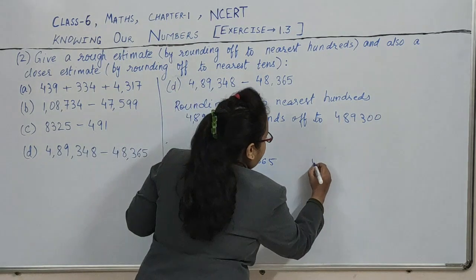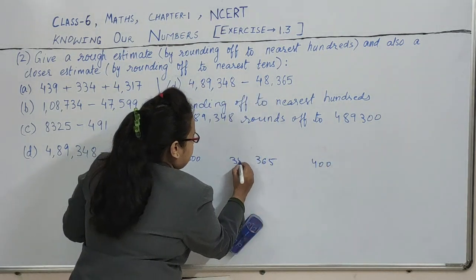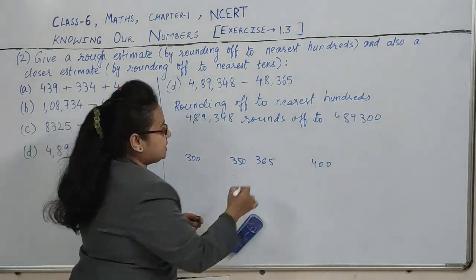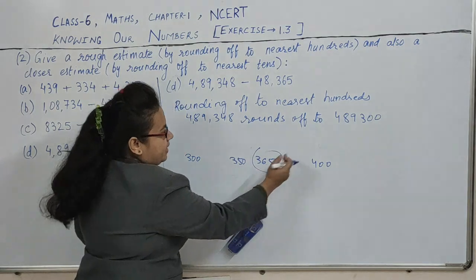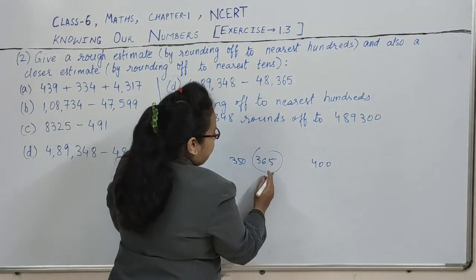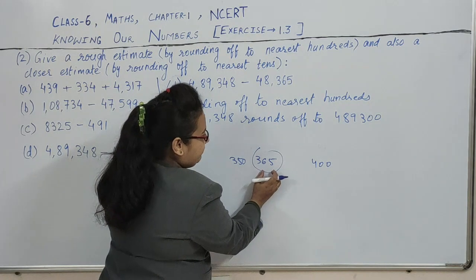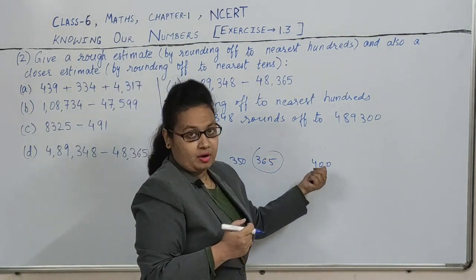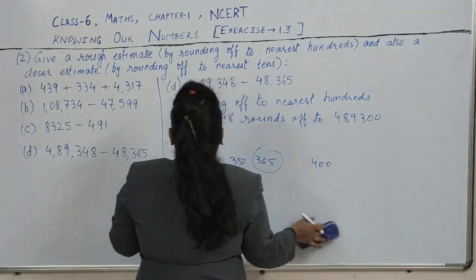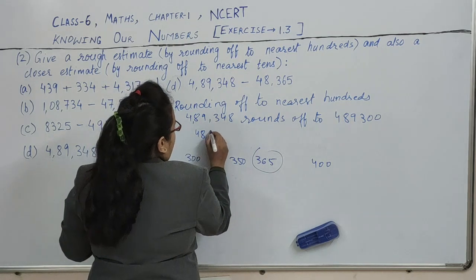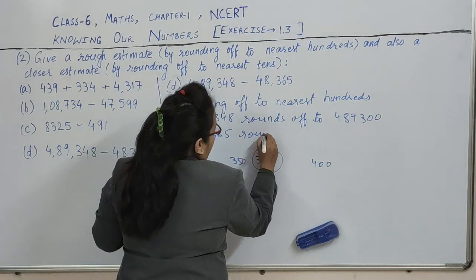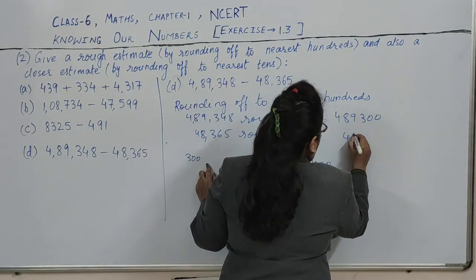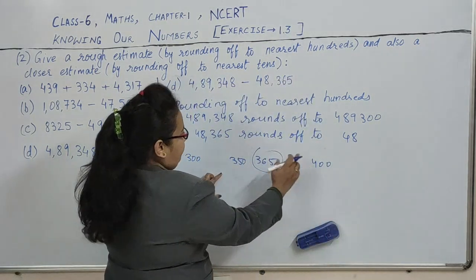It lies between 300 and 400. The middle number is 350. And this 365 is greater than the middle number and it is closer to 400. So to which nearest hundreds will it be rounded off? It will be rounded off to 400. It will not be rounded off to 300. It is closer to 400, so it will be rounded off to 400. Okay. So 48,365 rounds off to 48,400.